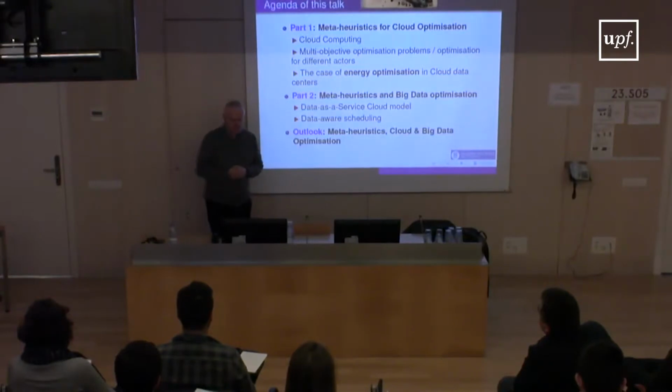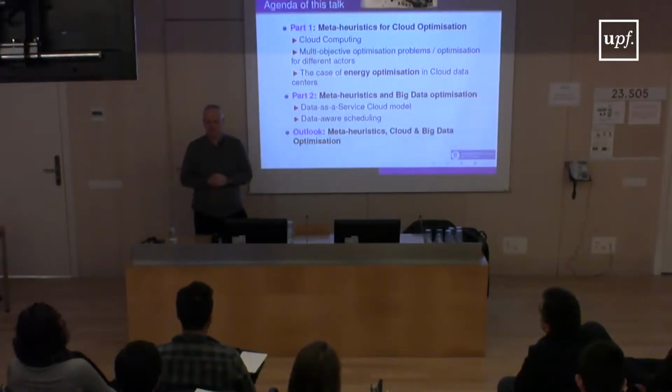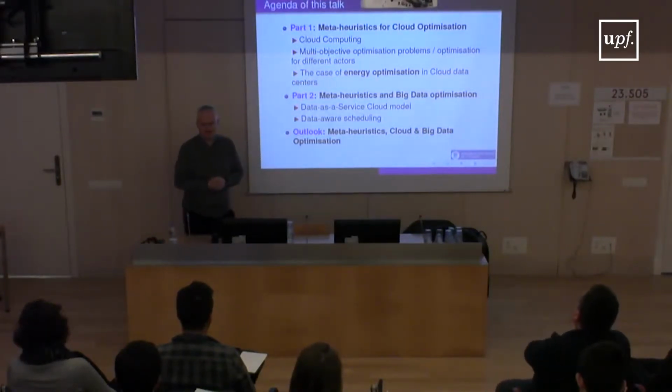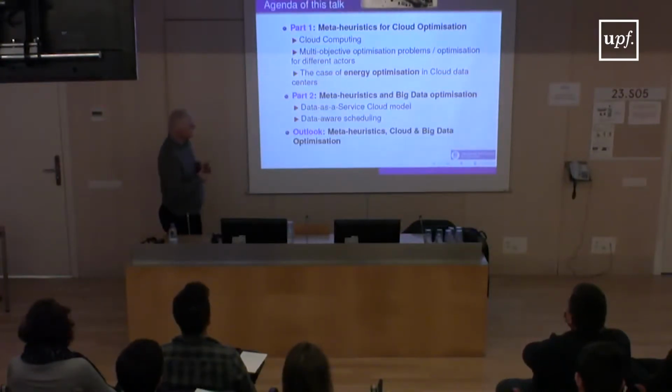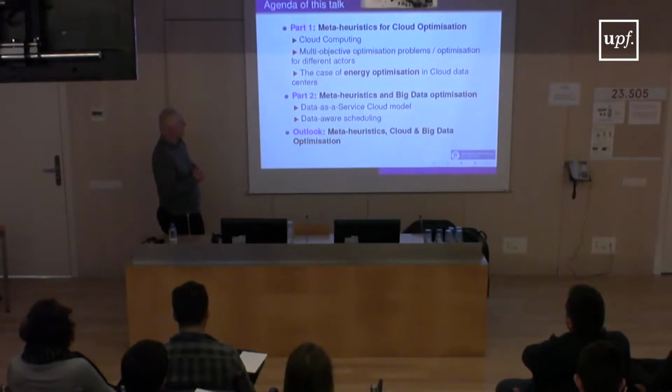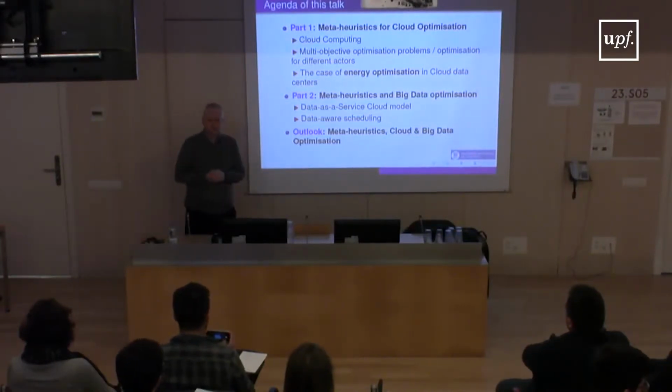So I have structured my presentation in two parts, basically. In the first part, I'll talk about the use of meta-heuristics for cloud optimization. I'll very briefly introduce some of the concepts of cloud computing. I'm sure most of you are more or less familiar with cloud computing, but just to lay the ground, I'd like to remind you of some basic concepts. And then the main focus here is how cloud computing needs optimization at a very large scale, but also from a multi-objective perspective, right?